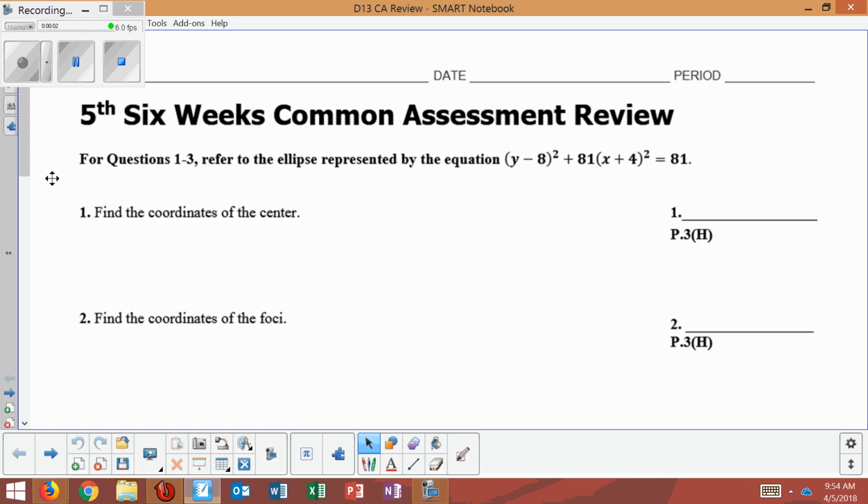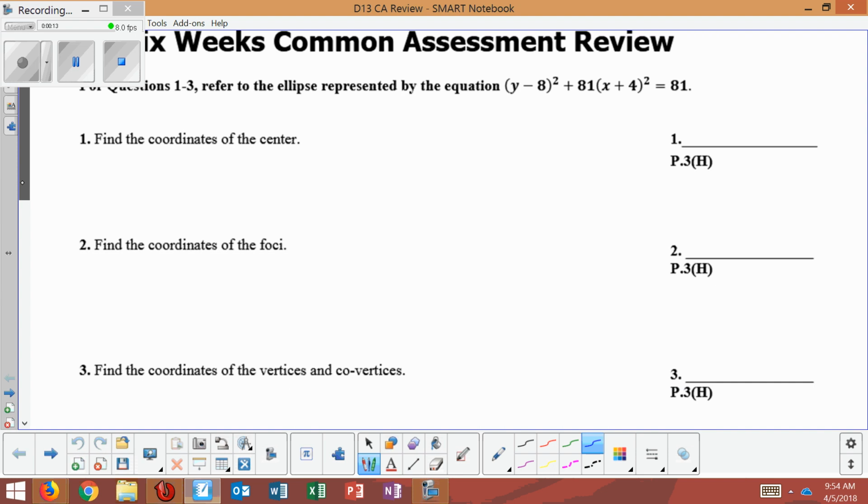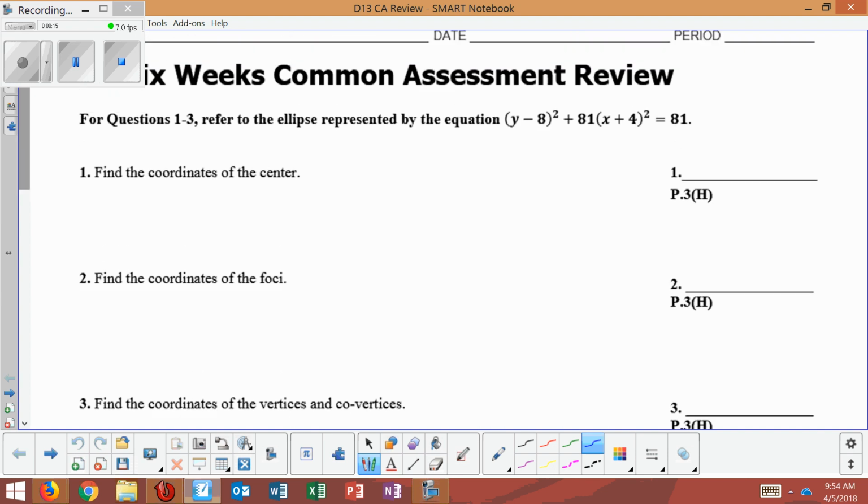The 6 weeks common assessment, number 1, 2, and 3. It says, refer to the ellipse represented by this equation here. The first thing we need to do is find the coordinates of the center, then we'll find the coordinates of the foci, and then we'll find the coordinates of the vertices and covertices.